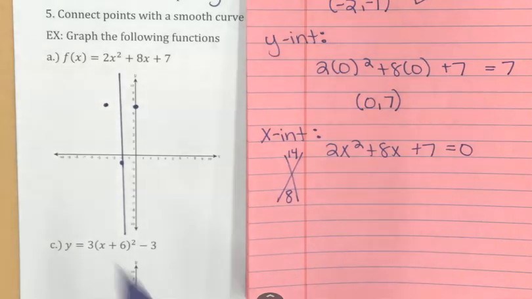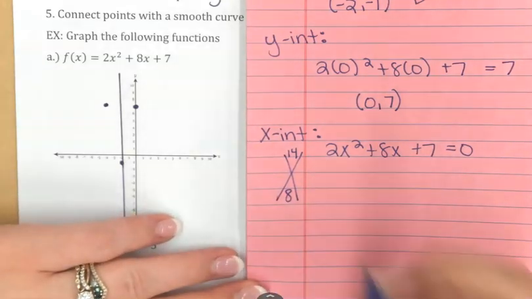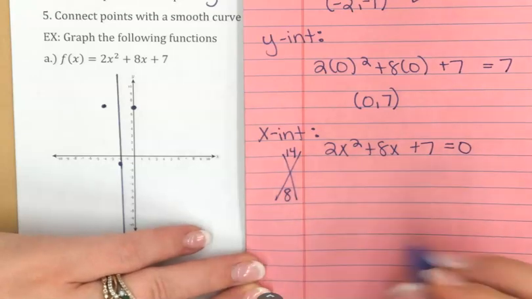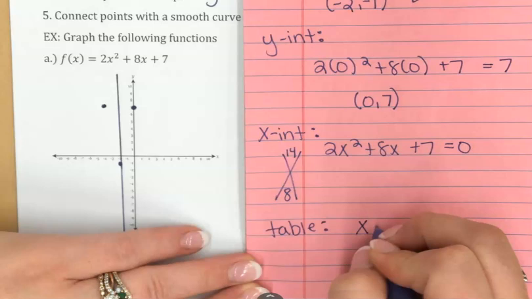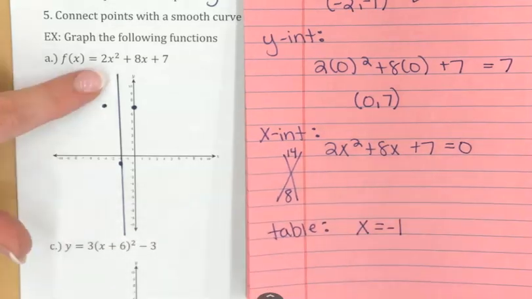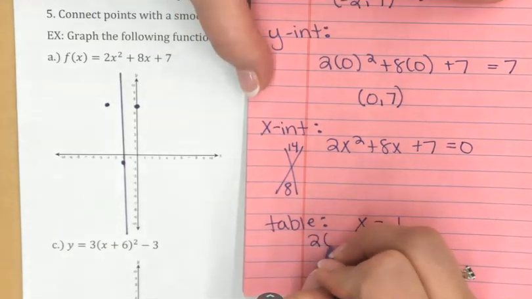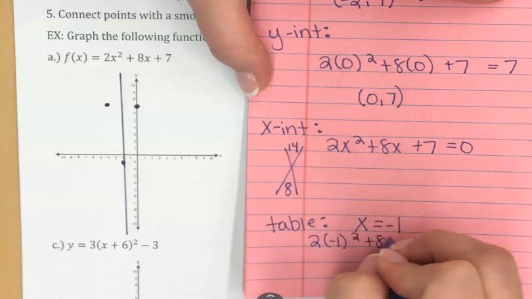So I'm going to pick an x value. Let's go with -1. You could use a different one if you want. But we're going to do a table, and we're going to say when x is equal to -1. So if x is -1, again, I'm going to put that into my function.